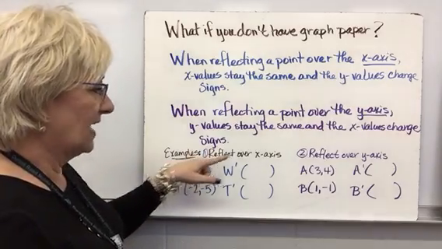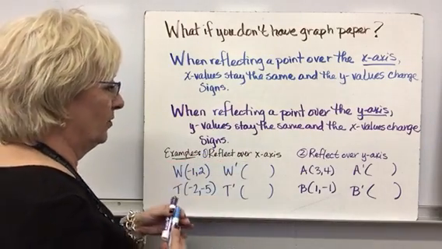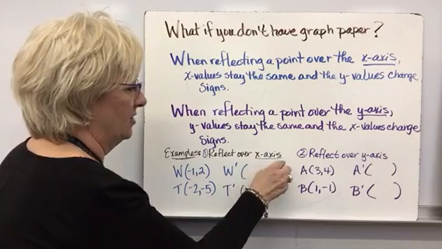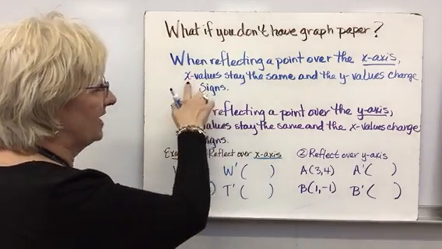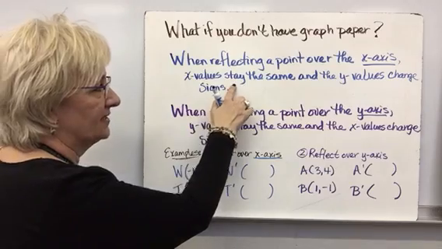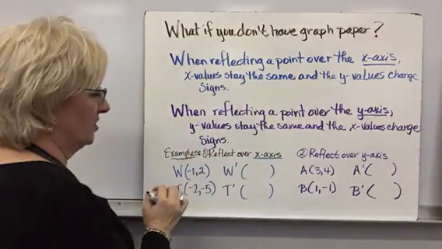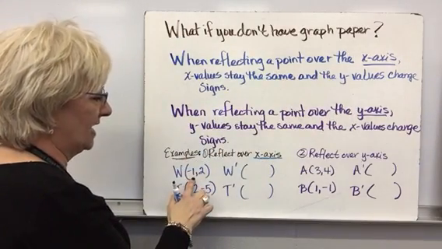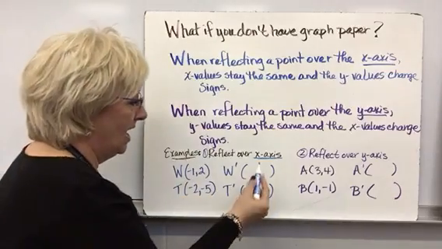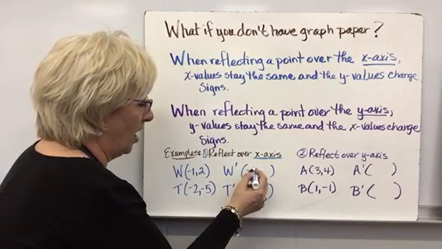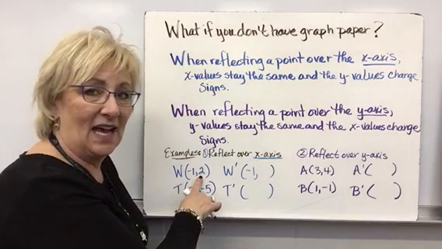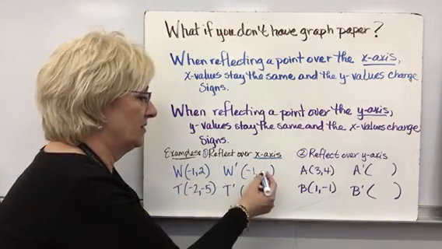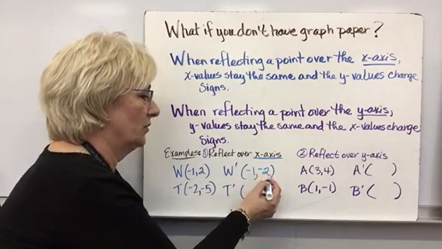It says reflect over the x-axis, and this is the part that you need to understand. If I'm reflecting over the x-axis, the x values are going to stay the same. The y values are going to change. So let's take this. I know I've got a -1 in W. In my W prime, I'm going to have a -1. The thing that changes is the sign of my y value. So this is now going to be -2.